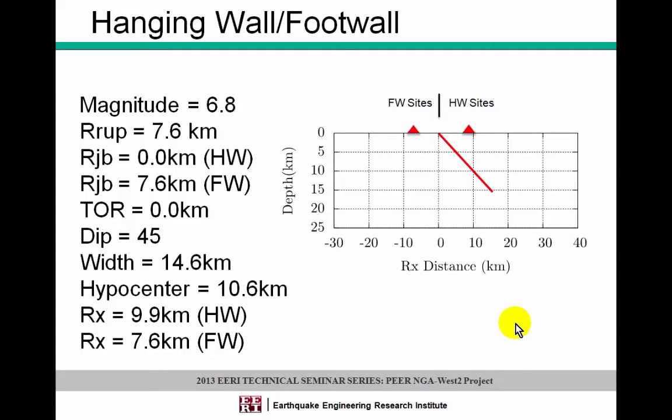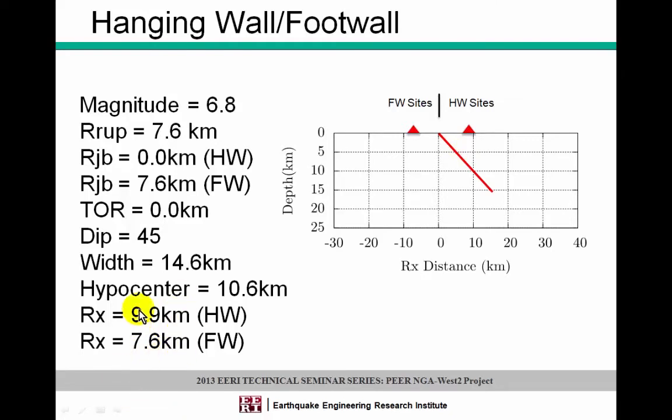I'll go through a simple example of showing this effect, looking at a site on the hanging wall and a site on the footwall for a very simple magnitude 6.8 earthquake. It's shown in cross-section here. The rupture distance between these two sites is always the same, so it's 7.6 kilometers. That means over the hanging wall site, it's a little bit different RX distance, and Tim was talking about the RX distances earlier. You can see down here it's 7.6 on the footwall because it's just a horizontal distance.